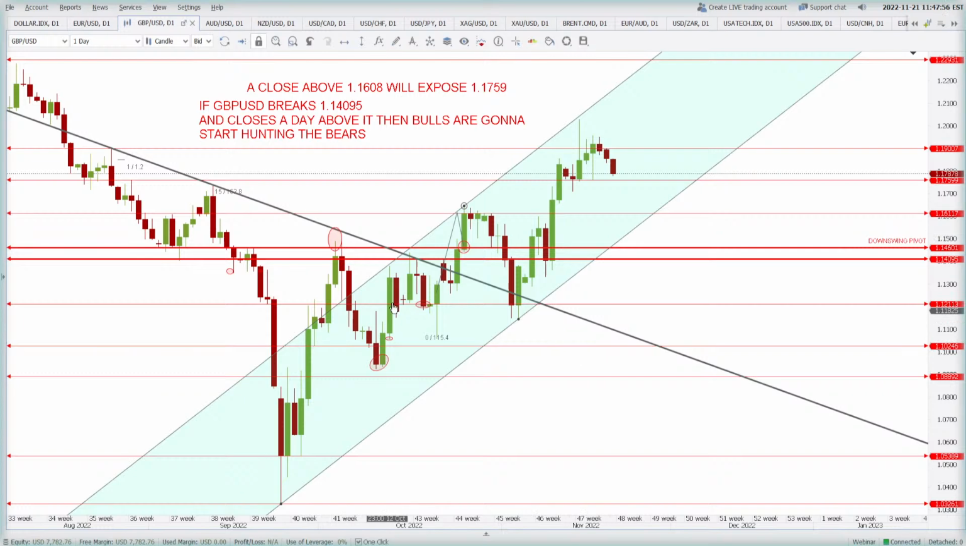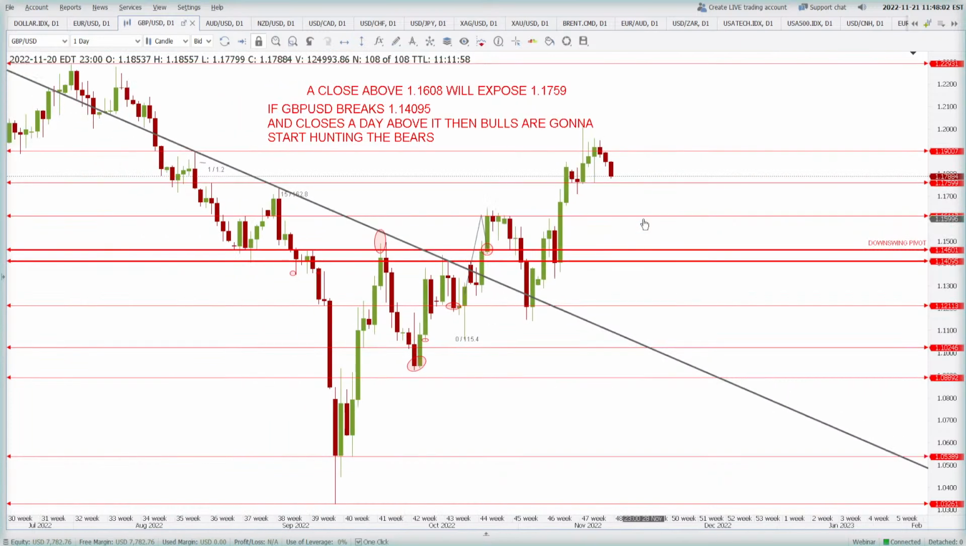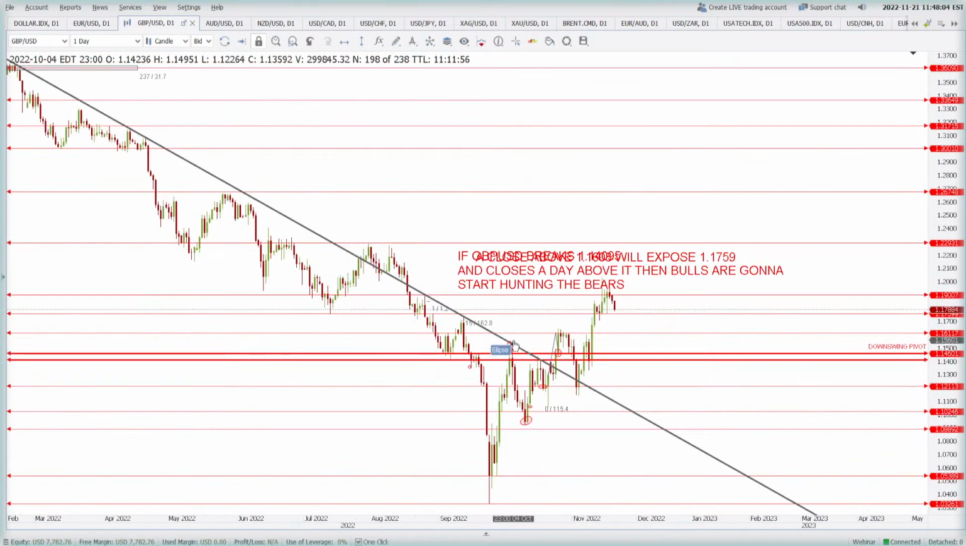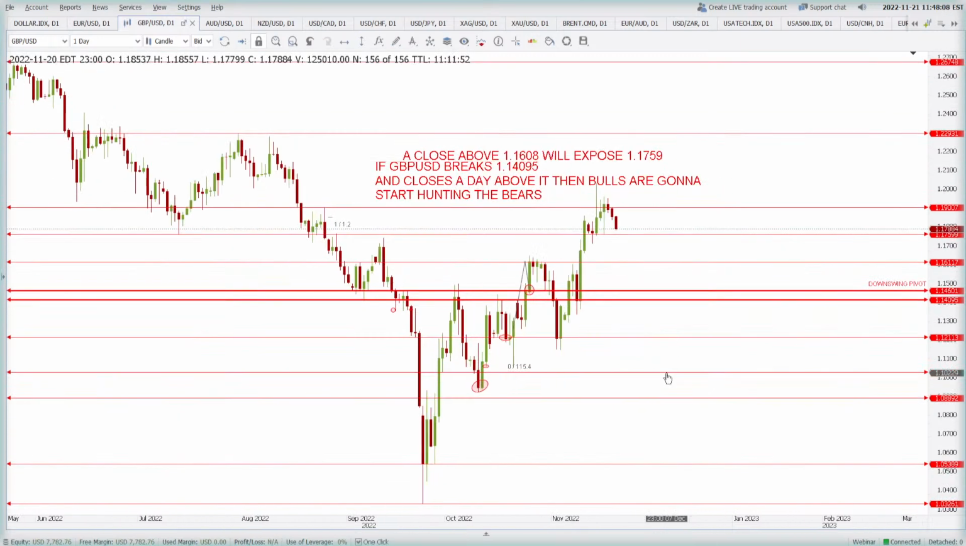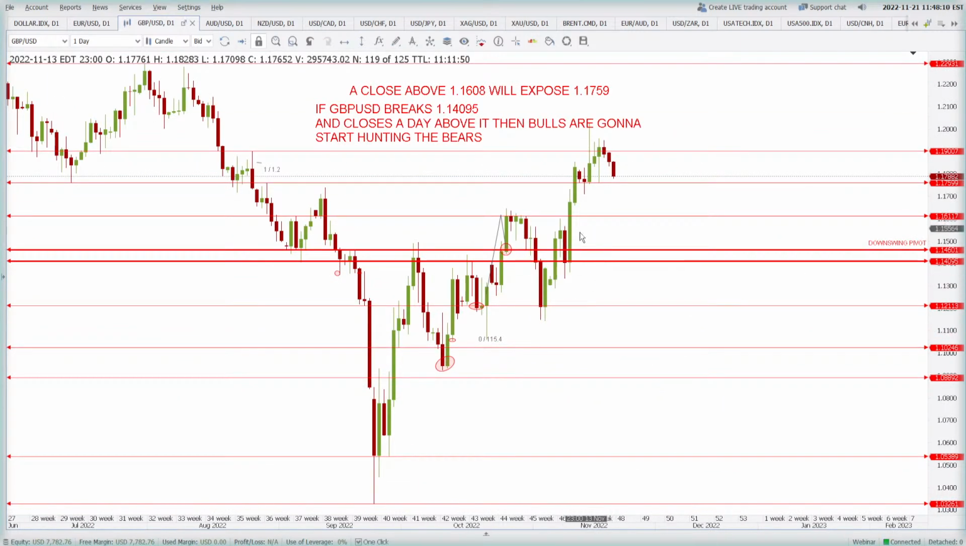No, I think this was a fake out. Okay, so it looks like this channel is being followed, but I really don't want to draw any channel now. I don't want to work with channels and slant lines. I just want to work with the horizontal lines. It is so precise.